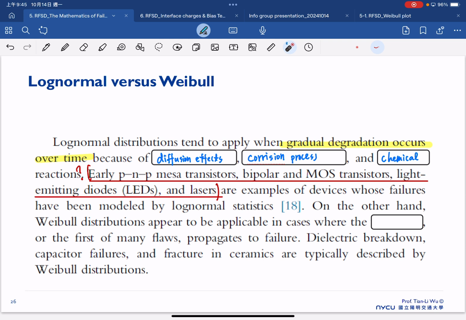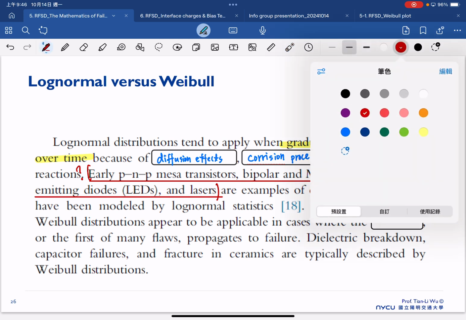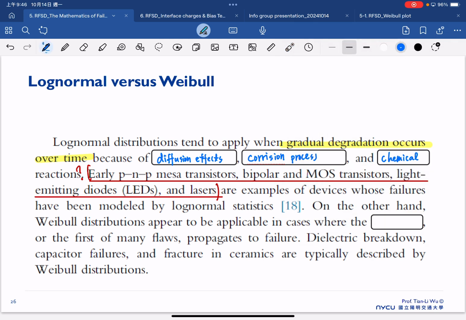But on the other hand, there's one topic where for sure we need to use the log normal, and that's also the topic we will talk about in this course. As I already mentioned in the introduction, there's one specific topic called mass transport induced failure. In the case of mass transport induced failure, what we are looking at is interconnect reliability.